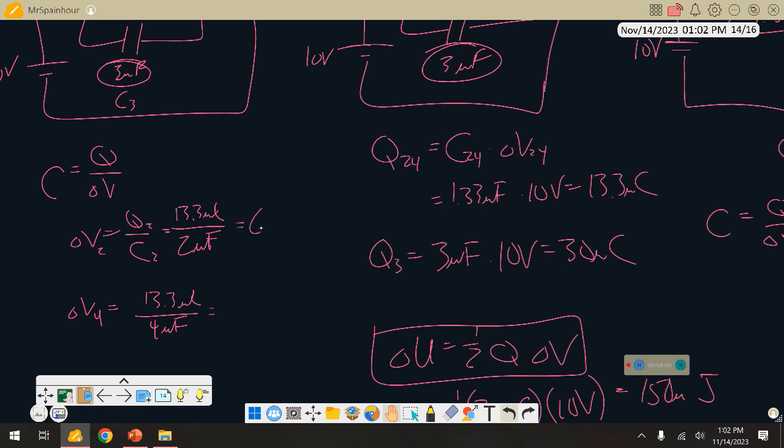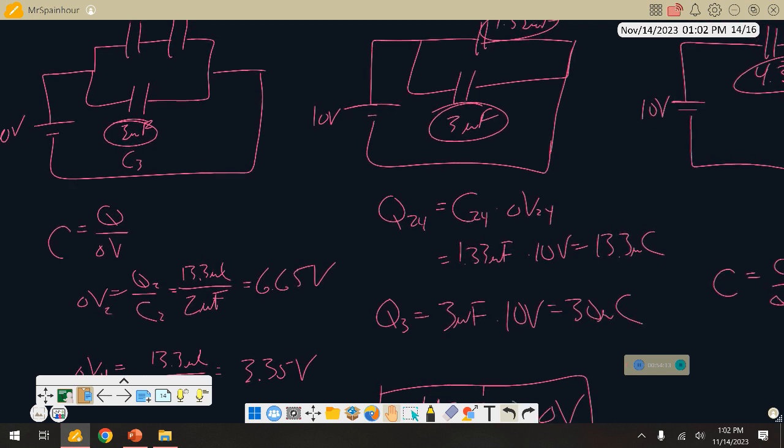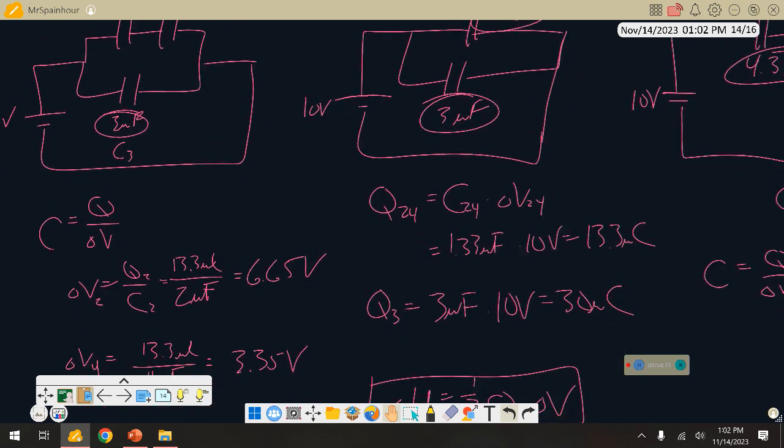And here you get 6.65 volts. And here you get 3.35 volts. You'll notice this is pretty darn close to this. That's about twice as much as that. And what should these add up to? 6.65 plus 3.35 better add up to 10, which is exactly how much voltage is across there.